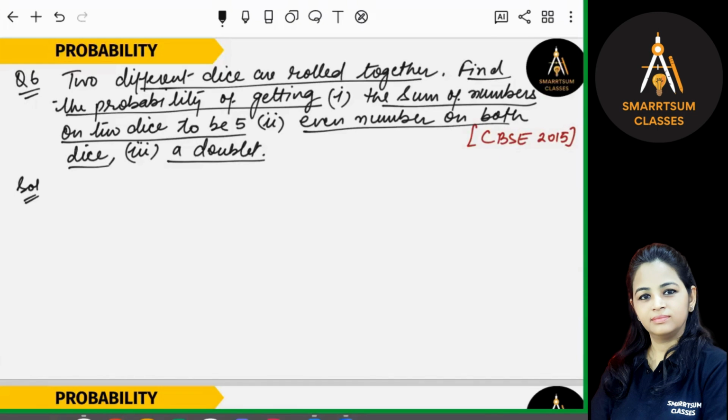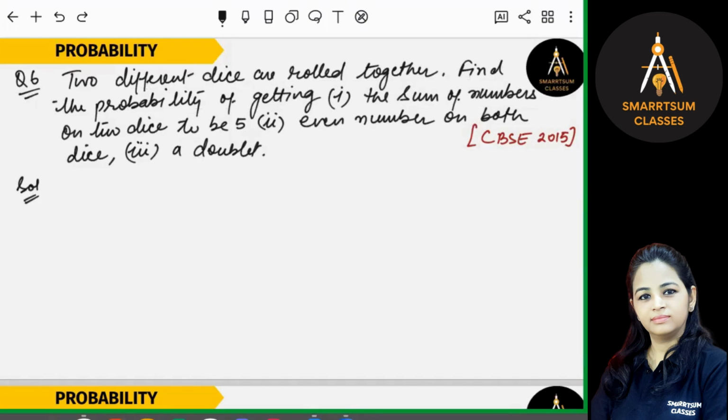So here there are two dice which are rolled together, and now you have to find the probability of these things. This question came earlier, in CBSE 2015. So let's see how to do this. The very first thing we should know is, when we throw two dice simultaneously, what can be the possible outcomes?